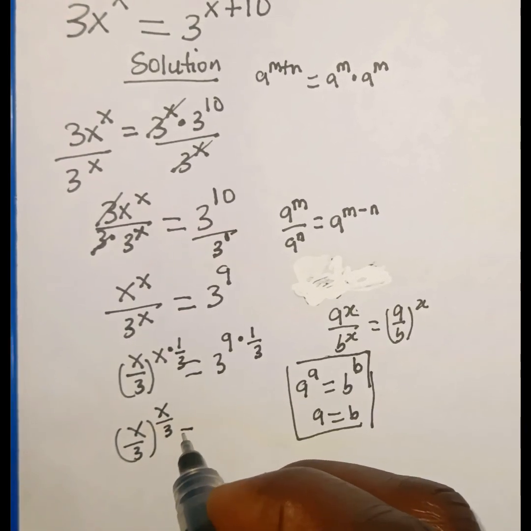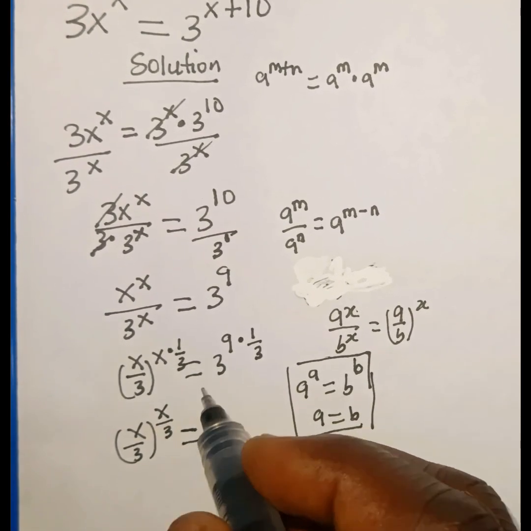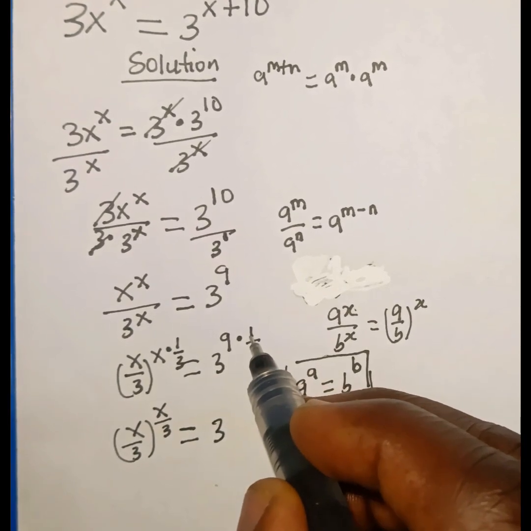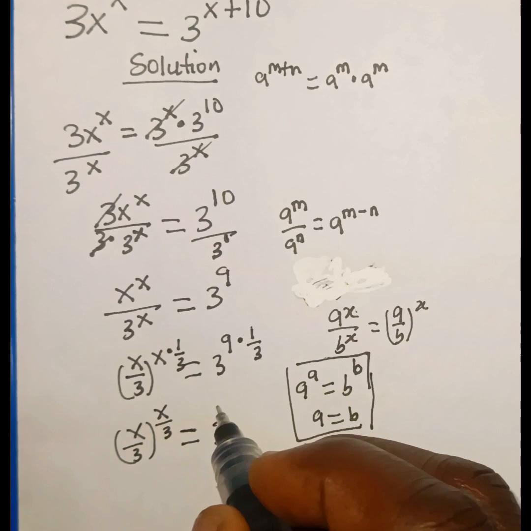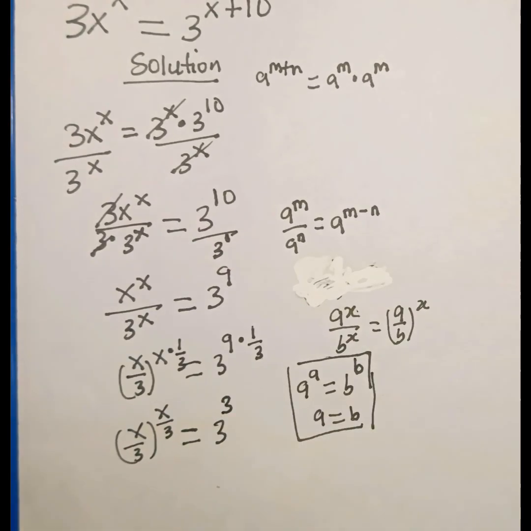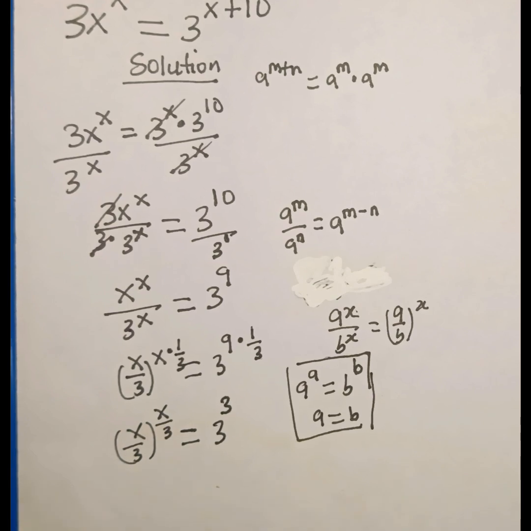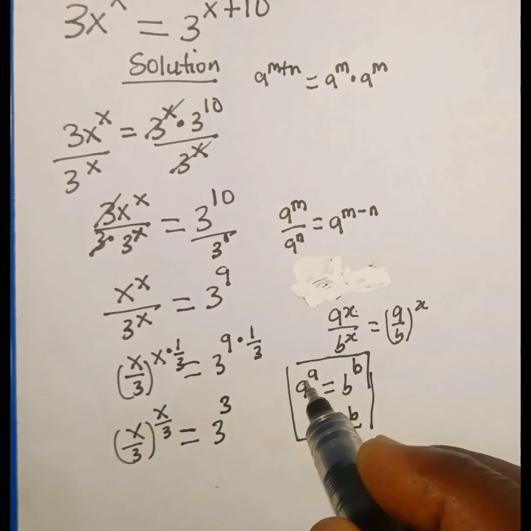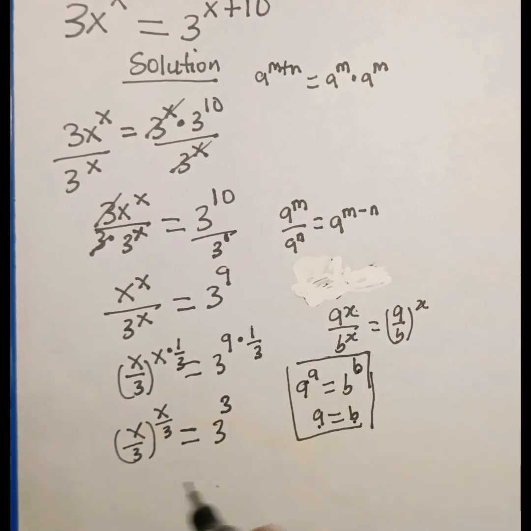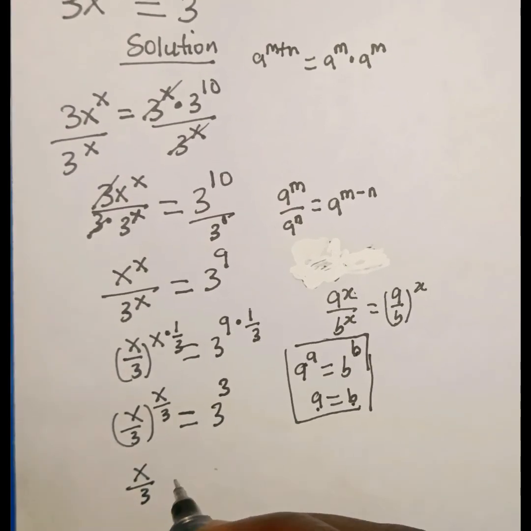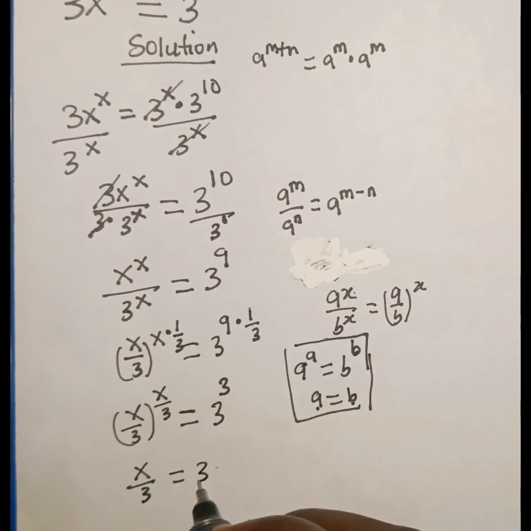Now let's try if this is also going to be the same. So here we are going to have 3 raised to the power of 9 multiplied by 1 is 9. Then 9 divided by 3 is the same as 3. So we have successfully made the power and the base to be the same on both sides. Then we apply this property. We just pick one here and pick one here and equate. Now we pick one of this, which is going to be x over 3, then equal to, we pick one here, which is just 3.